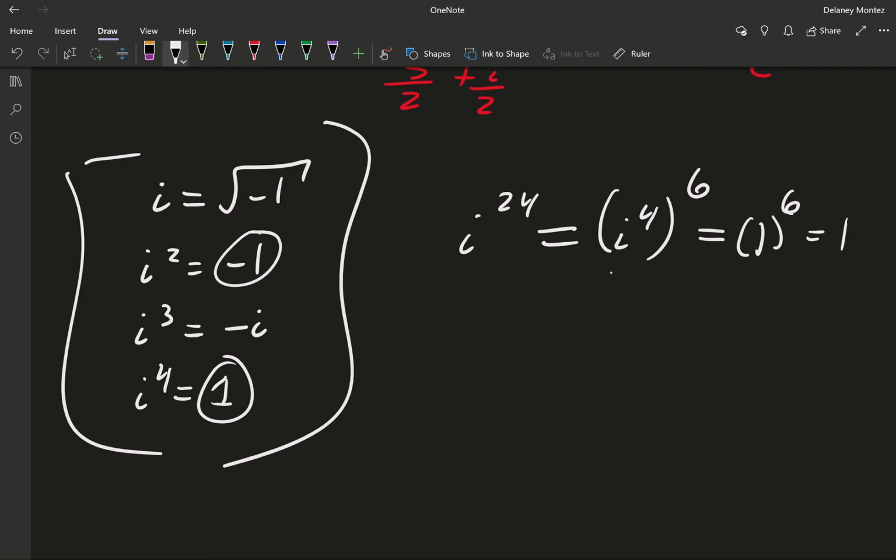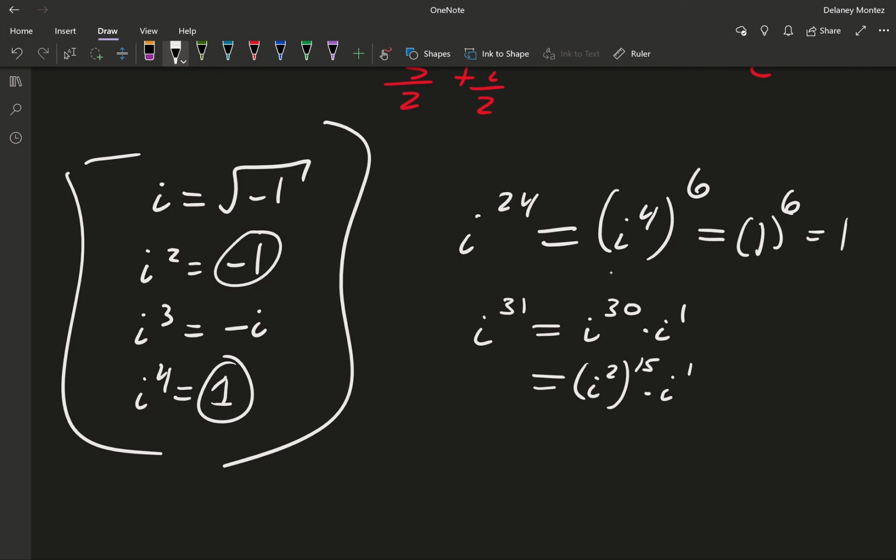Let's try an odd one. So i to the 31, right? This is the same thing as saying, okay, I can do i to the 30 times i to the 1, because I can add these two exponents. Well, what's i to the 30? That's the same thing as i to the 2 to the 15, times i to the 1, right? 15 times 2 is 30.